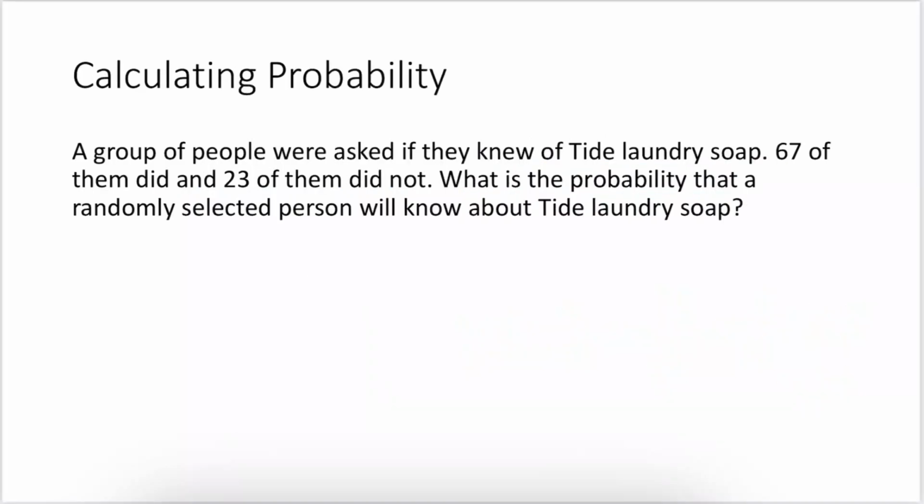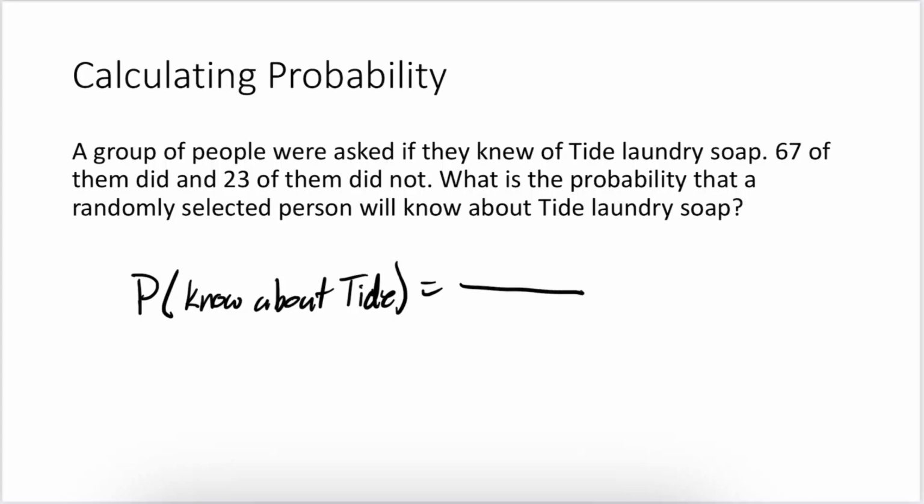So let's do another example. Let's say that a group of people were asked if they knew of Tide laundry soap. And when they were asked, 67 of them did know of the Tide laundry soap and 23 of them did not. If we wanted to find the probability that a randomly selected person will know about Tide laundry soap, the way that we'll calculate this is we'll say, okay, well, the probability of our desired outcome, which is knowing about Tide laundry soap, in order to calculate this, we need to first decide how many possible outcomes there were.